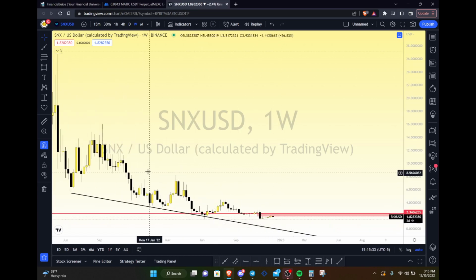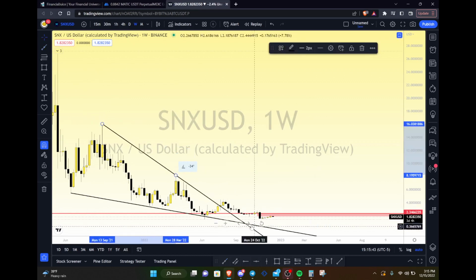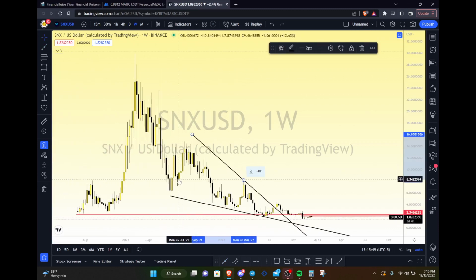But right now I'm not seeing much here. Now I am potentially seeing some sort of triangle structure that could have broken already. So let's take a look at this, from this high wick right here to this one right here. Yeah, so potentially we could have seen a breakout here. This doesn't look super clean, so I wouldn't have much.